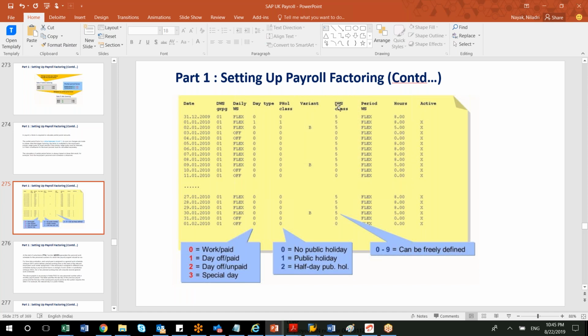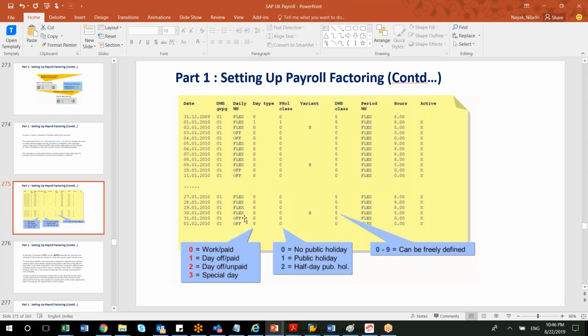And in time management, there are also different types of DWS, daily work schedule classes. Here we have mentioned 5 days. Suppose it is a 5-day working week. For weekly 5 days, you can see the daily work schedule: the employee is working 5 days and has 2 days off.